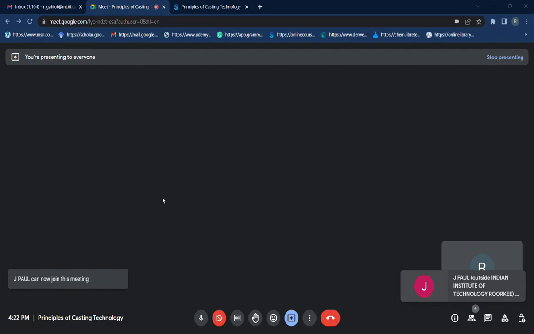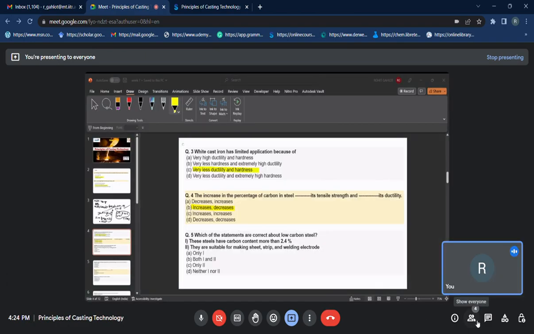Yeah, Option B, I think. So option B is correct. The increase in the percentage of carbon in steel increases its tensile strength and decreases its ductility. So is there anyone else? I think someone else has also joined. So if you have any doubt regarding this problem, you can ask.